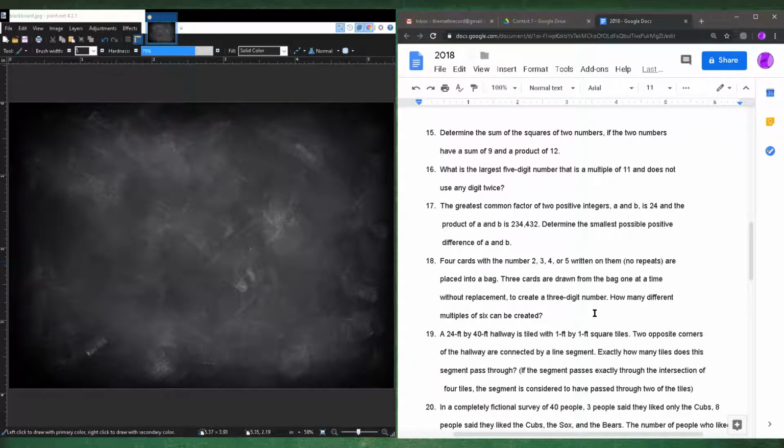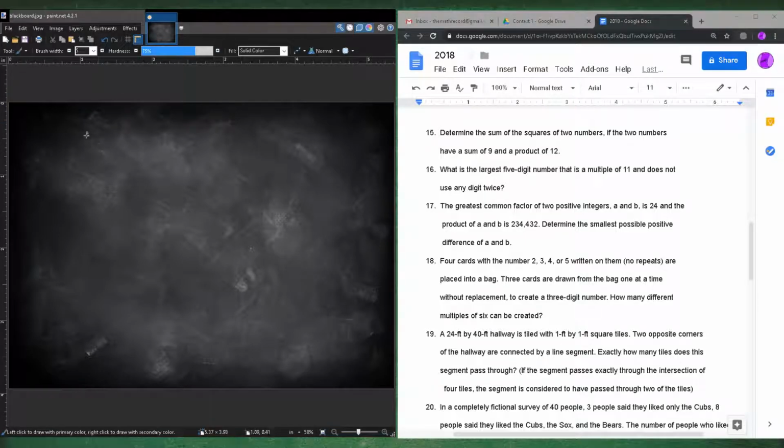Number 15. Determine the sum of the squares of two numbers if the two numbers have a sum of 9 and a product of 12. Okay, so we have two numbers. Let's call them x and y. The sum is x plus y, so x plus y is 9. And the product is 12, so x times y is 12.